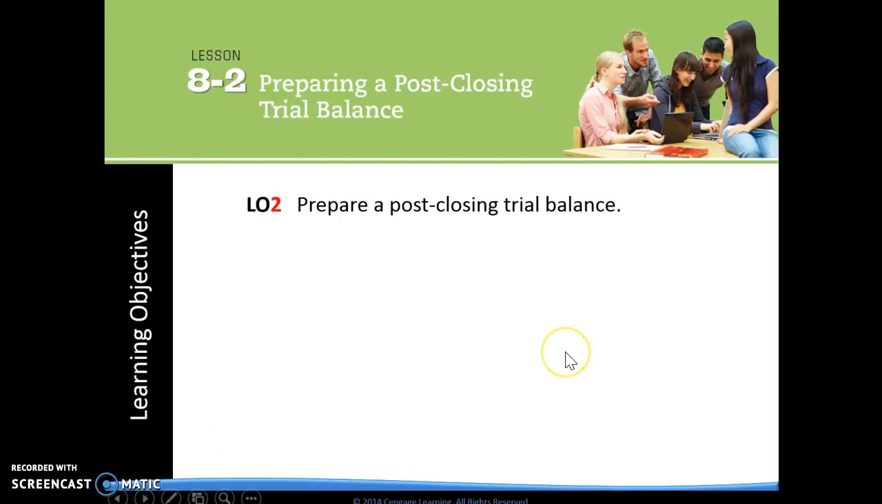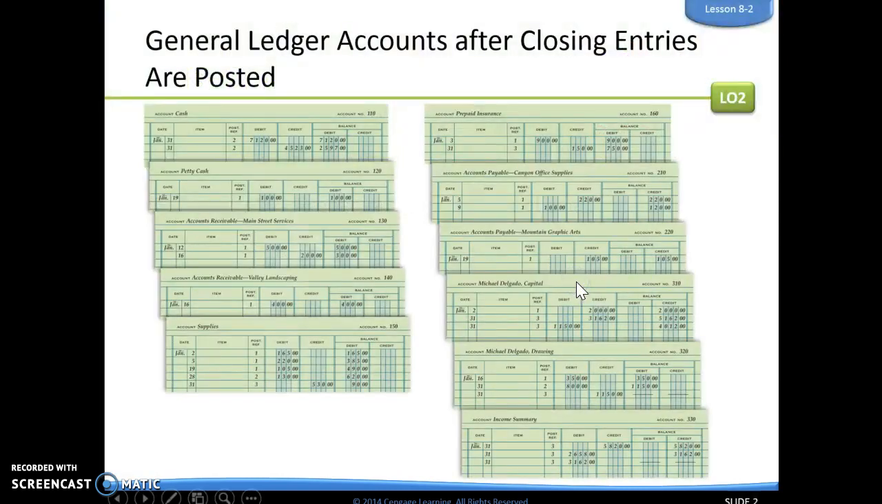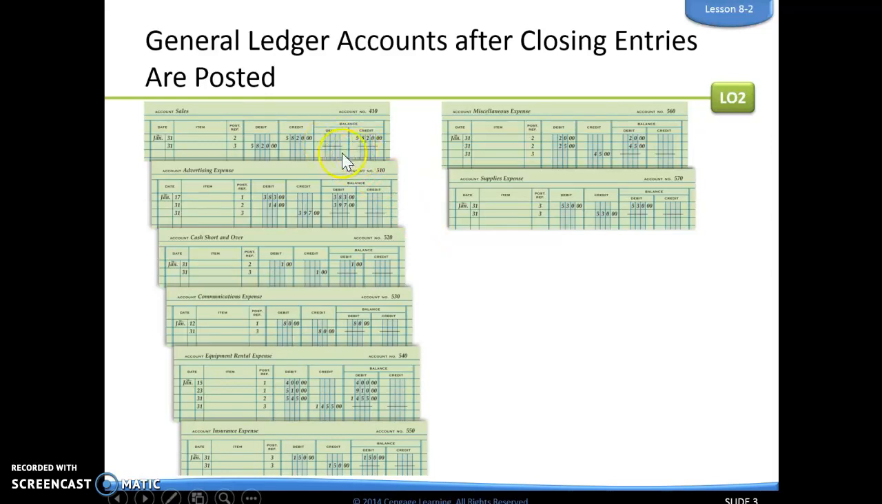8.2, preparing a post-closing trial balance. So you have one objective here, and that's simply to prepare a post-closing trial balance. What they're showing us here is all of our general ledger accounts after our closing entries are posted. Notice here we have our assets, liabilities, owner's equity, and then everything from drawing on should be closed. And so they're showing us here.